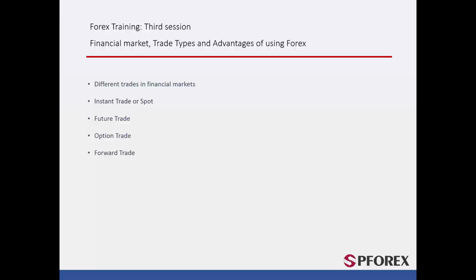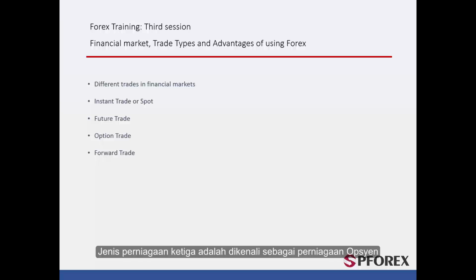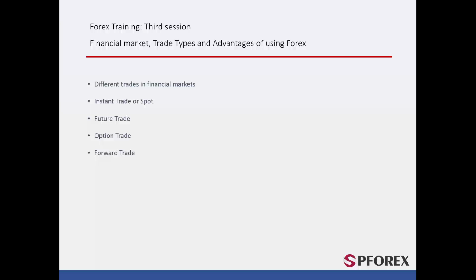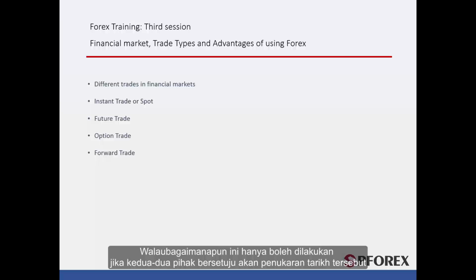Option trade. The third type of trade is called an option trade. These are exactly the same as the future trades we just looked at, except that the agreed upcoming date of the trade can be changed. However, this can only be done if both parties agree on the change of date. The consequence of this increased flexibility is that these trades are more expensive to make.